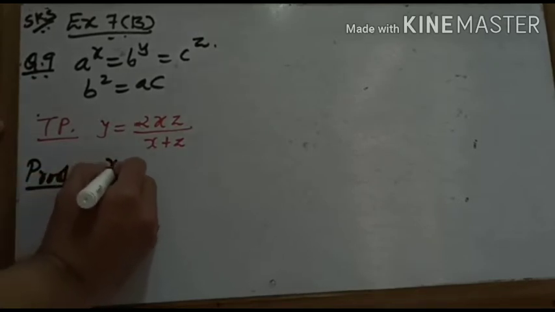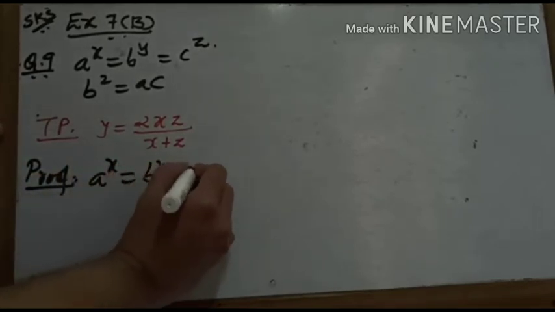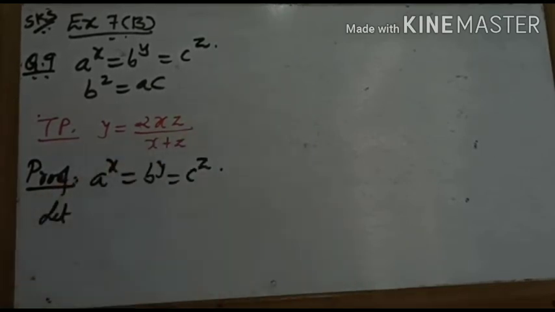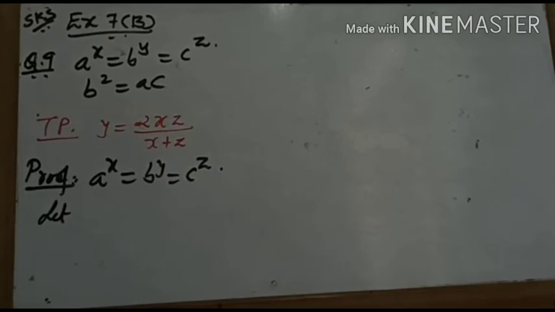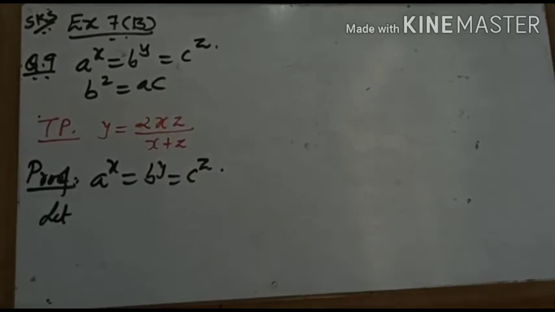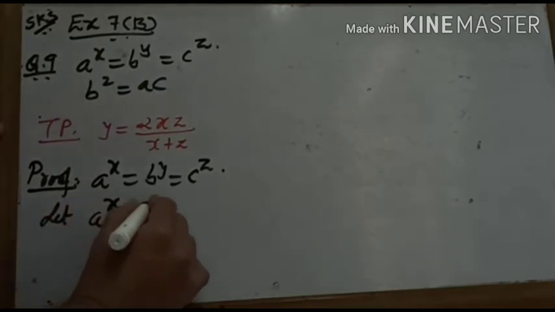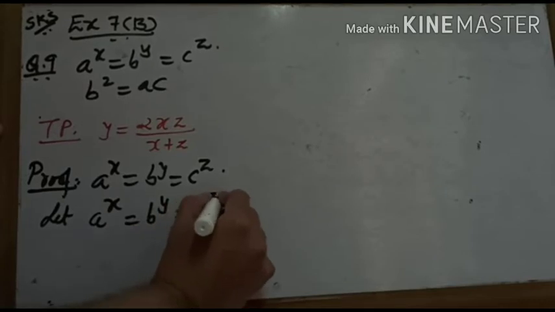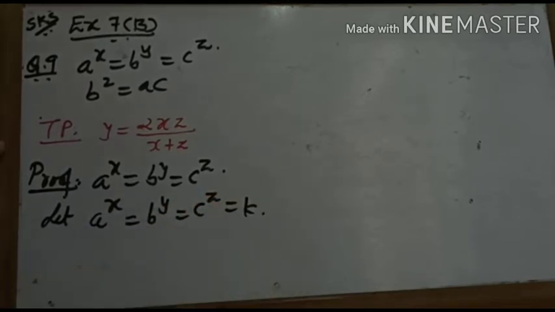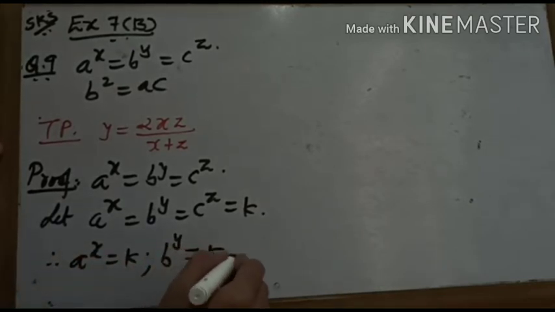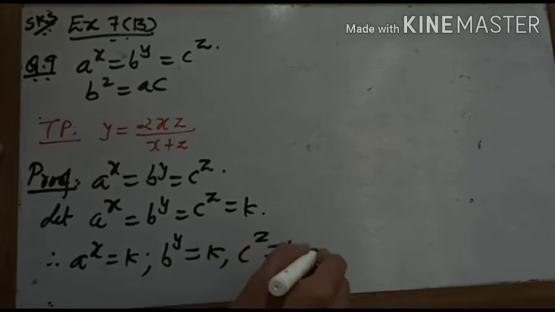They are given a raised to x equal to b raised to y is equal to c raised to z. All three of them are equal. Their value may be 100, 200, 500, some number, but we do not know what is that number. So I am considering that number as k. Now I can say a raised to x equal to k, b raised to y is equal to k, c raised to z is equal to k.